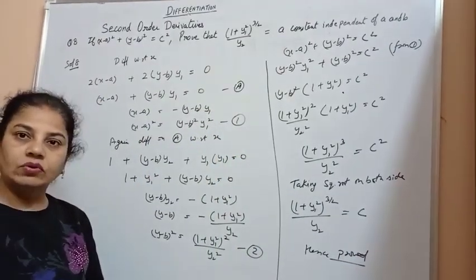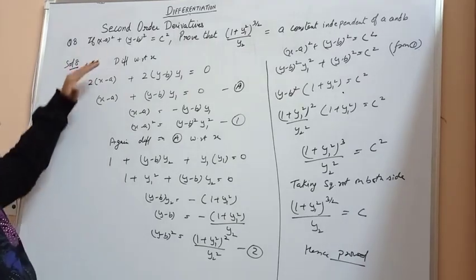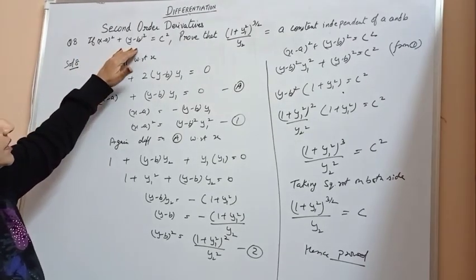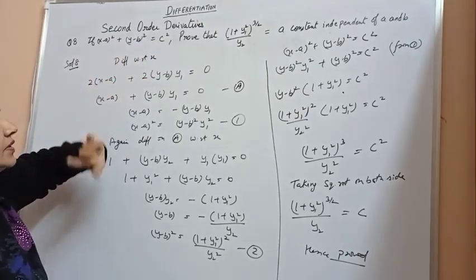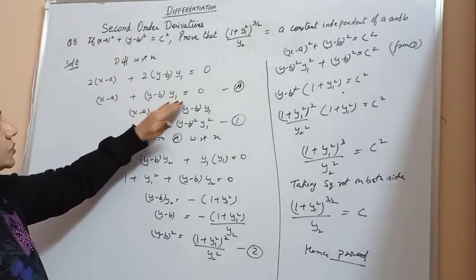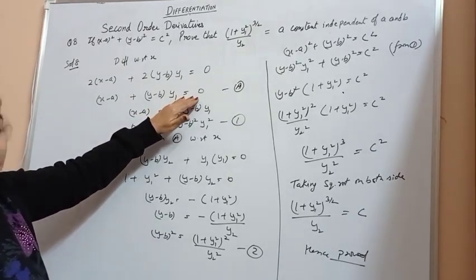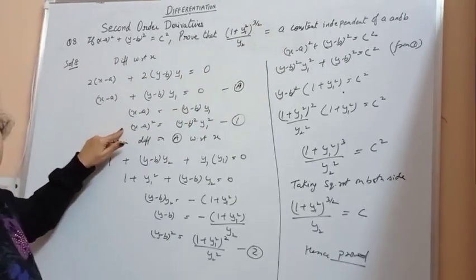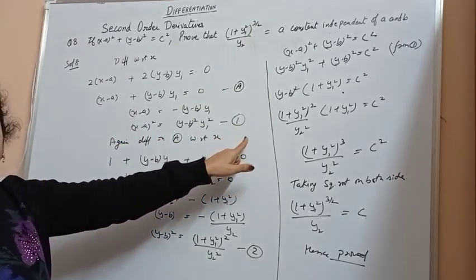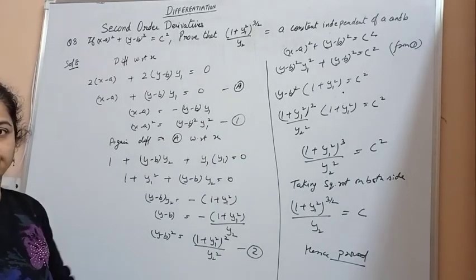Now again, have a look at this question. What is given to us? The question gives us x minus a whole square plus y minus b whole square is equal to c square. First step, I take the derivative. On solving, I reduce to this equation. Then I get the value of x minus a from the first equation, and squaring both sides, I give the name to this equation as 1.